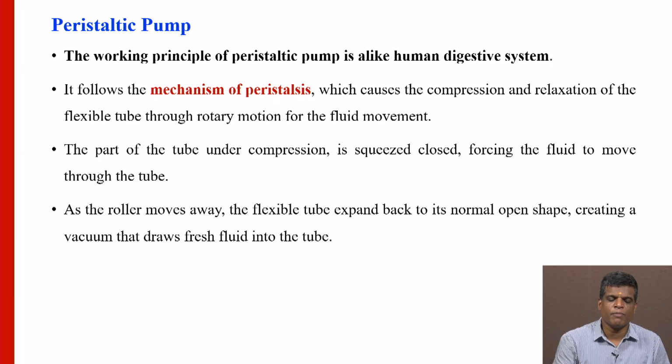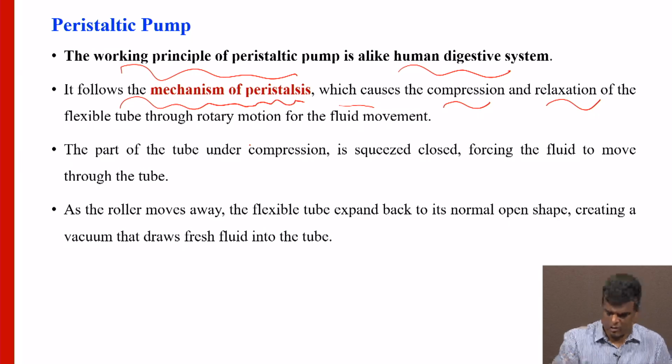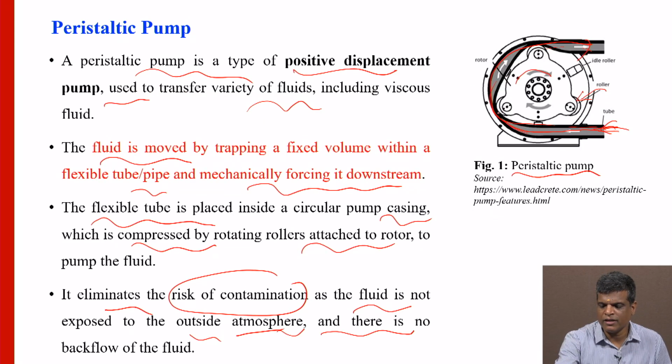So how does the peristaltic pump work? The working principle of the peristaltic pump is the same as the human digestive system. It follows the mechanism of peristalsis, which causes compression, then relaxation of the flexible tube through rotary motion. So here it is compression, then relaxation. Both are happening, and that's the way the fluid is transferred from one place to another.